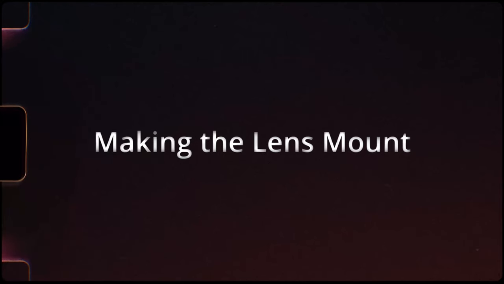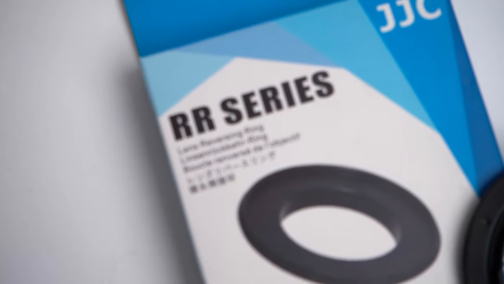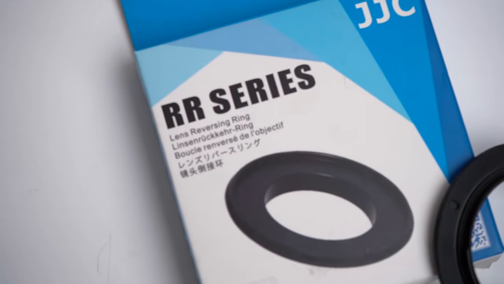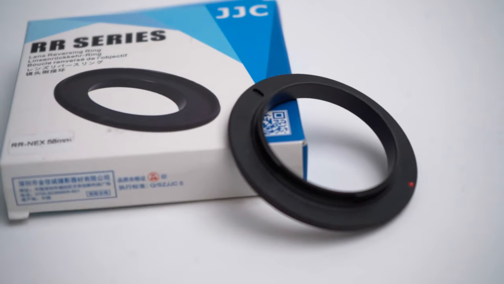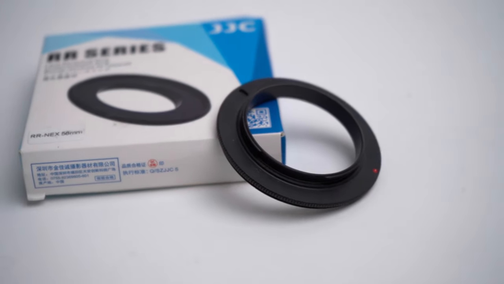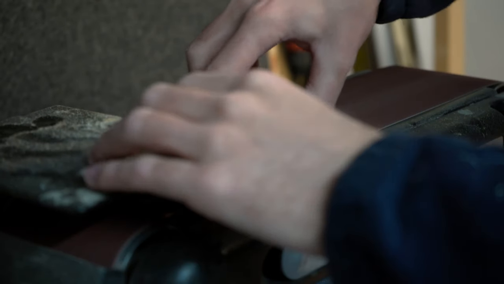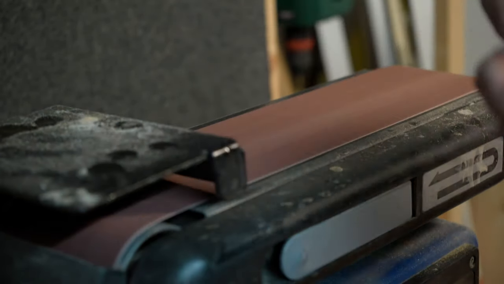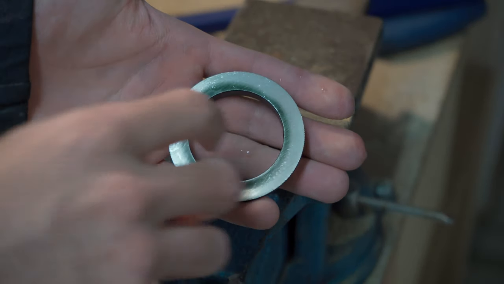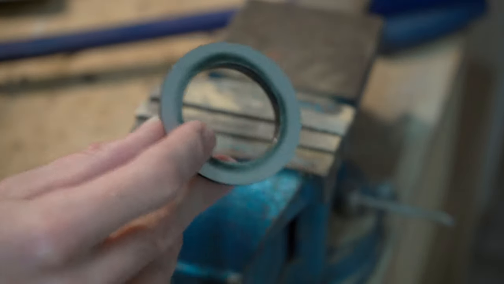And the mounting problem was rather easy to solve. I just had to buy a reversing ring. These are typically used to mount your lens backwards onto your camera, giving you a cheap alternative to a macro lens. Because I didn't intend to use it as a reversing ring though, I decided to remove the filter thread, resulting in a big flat surface I could later use to attach the bellows.